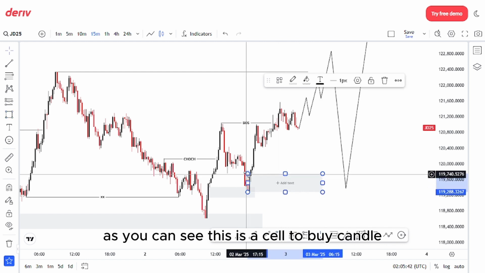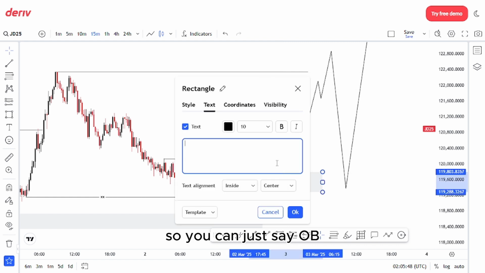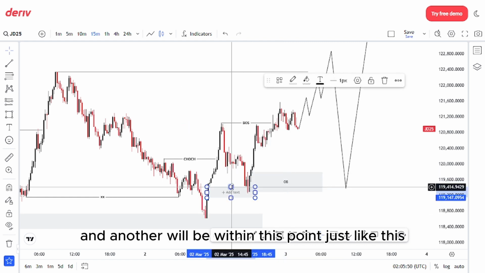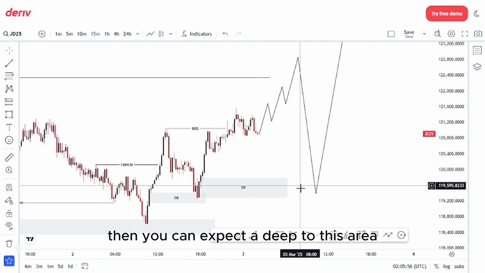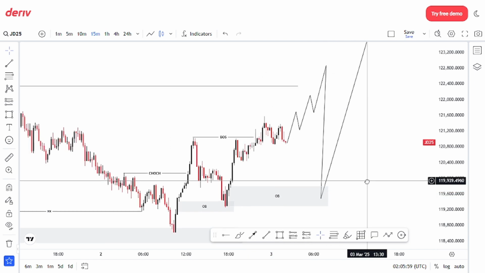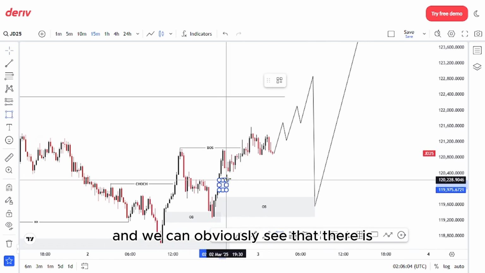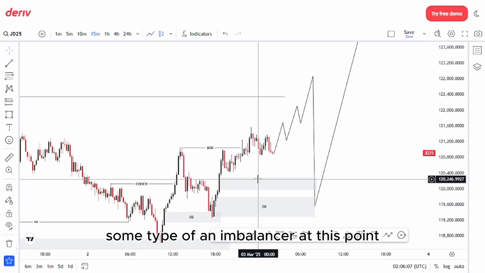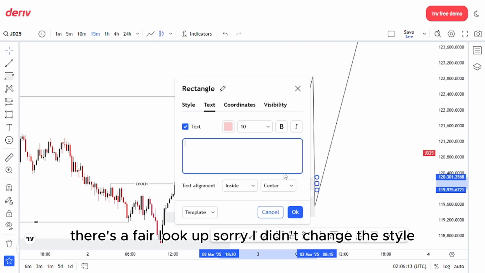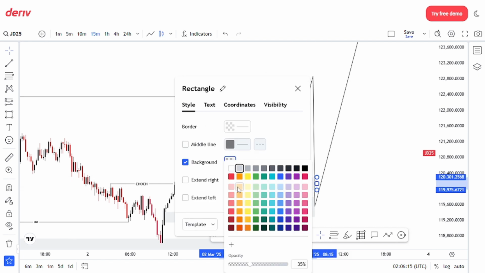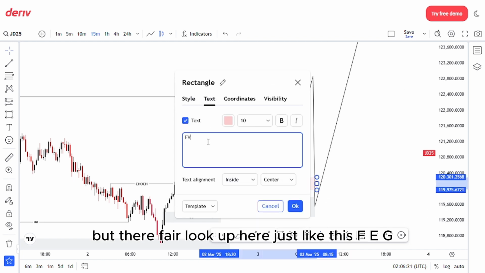As you can see, this is a sell to buy candle, so it means that this is your order block here. We can just say OB and another OB within this point, just like this. Then we can expect a dip down into this area here, and then look for our buying opportunities. We can obviously see that there is some type of imbalance within this point. So this is a fair value gap. For those who don't know, this is a fair value gap. Fair value gap here, just like this, FVG.